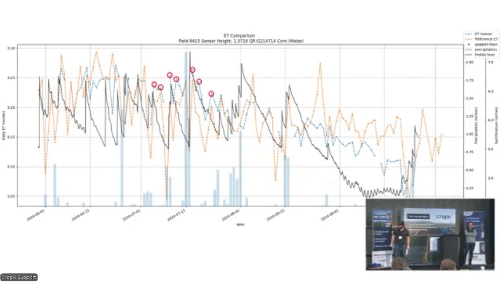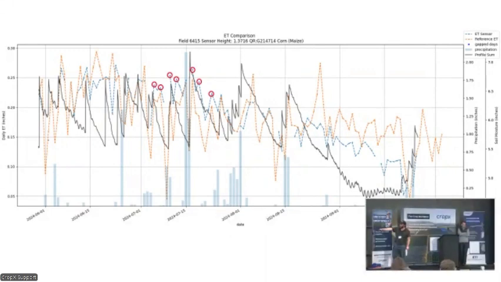Well, it's kind of hard to see. There's a lot going on, but I want you to focus on the beginning of the season, the middle of the season, and then the end of the season. And in the middle of the season, you see these red dots that I've highlighted over here.